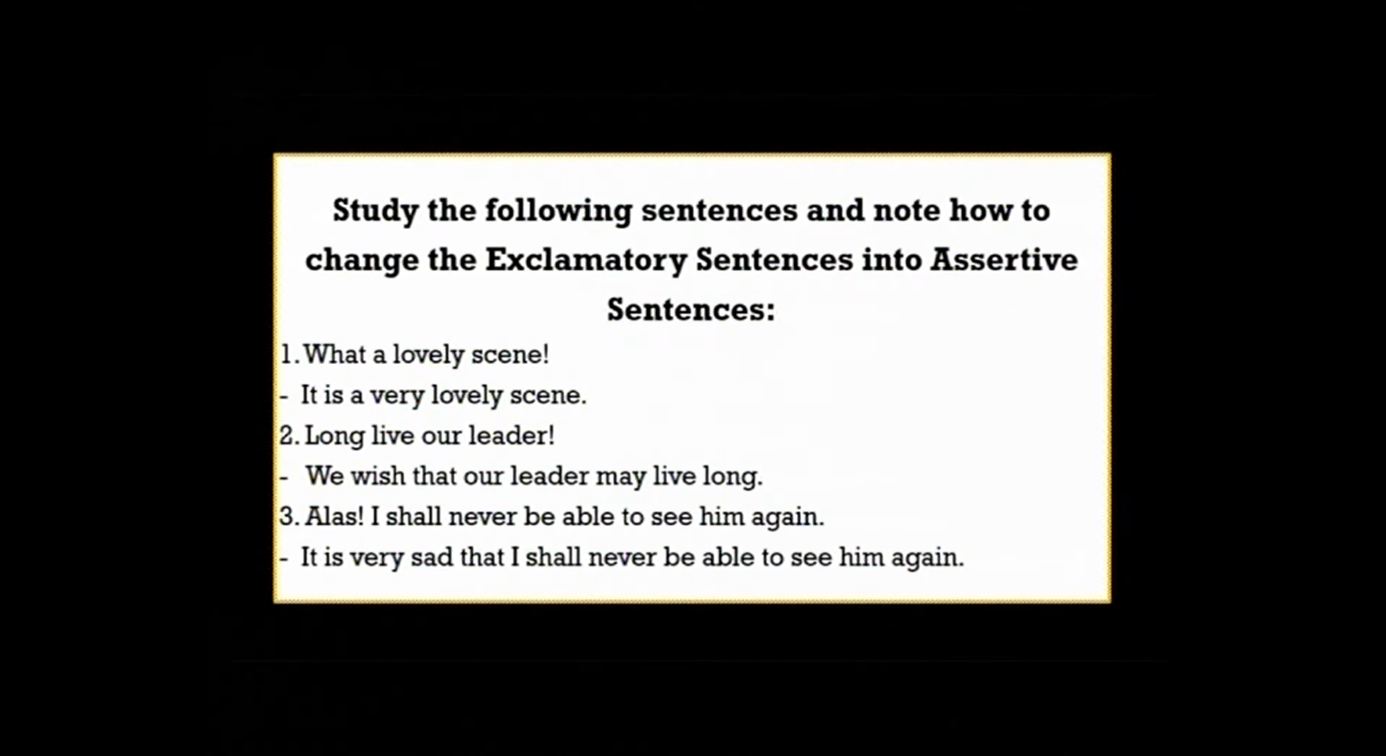Third, "Alas, I shall never be able to see him again." You're sad about it that you will never be able to see him again. He has gone somewhere. You will not be able to see him ever. But if you are saying it normally, you will say, it is very sad that I shall never be able to see him again. There is no expression, no sudden feeling coming out of your mind. Right? You got it? Okay.